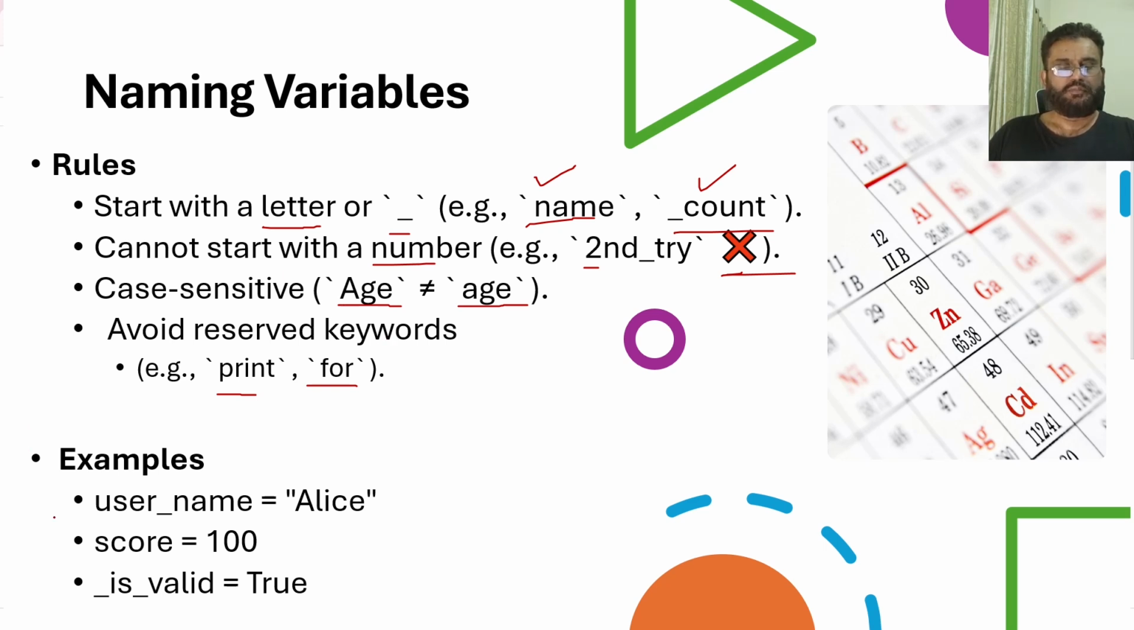So here are some examples of variables. You can have a variable user underscore name, and it stores the value Alice. Another variable is of type integer and stores the value 100. The last one is underscore valid, and it is storing the value true. It is of type boolean.